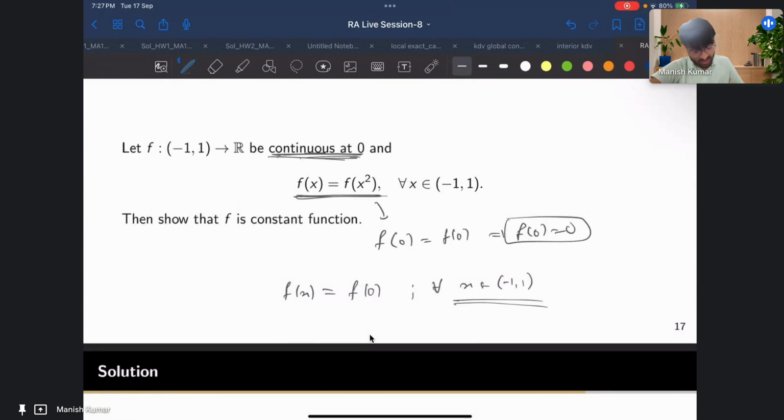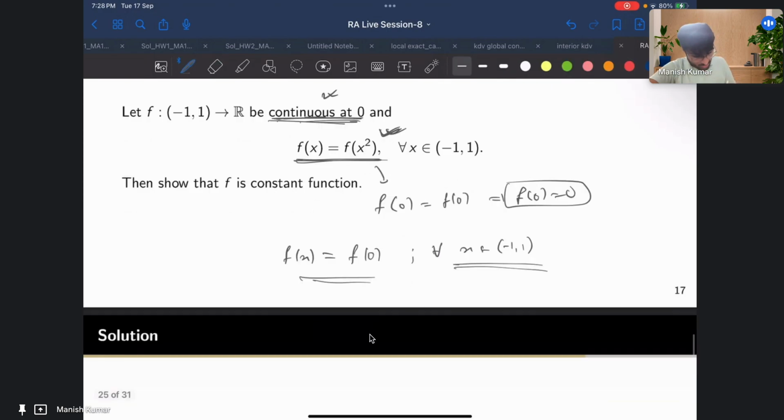Because it would be very difficult to show f(x) is equal to f(y) for all x, y in (-1, 1). I don't know if you can prove this directly, but what you can definitely show is in this fashion, and you have to use this property. So two things you have to use: continuity at 0 and this property. The solution is quite interesting. We will just start solving now.